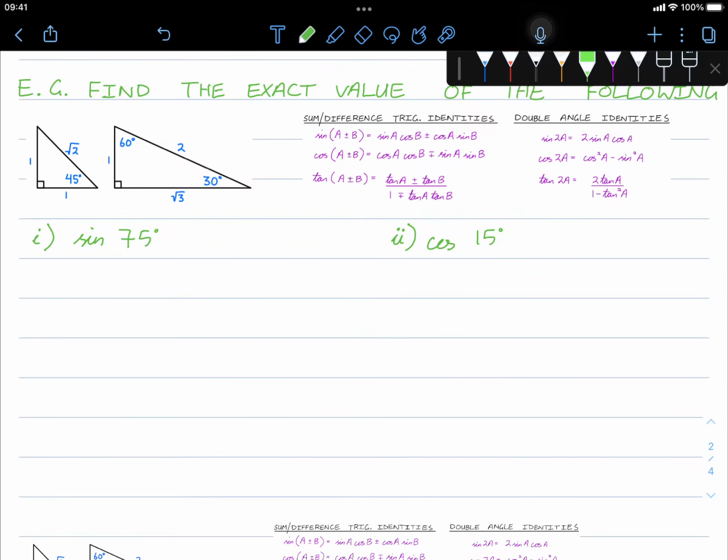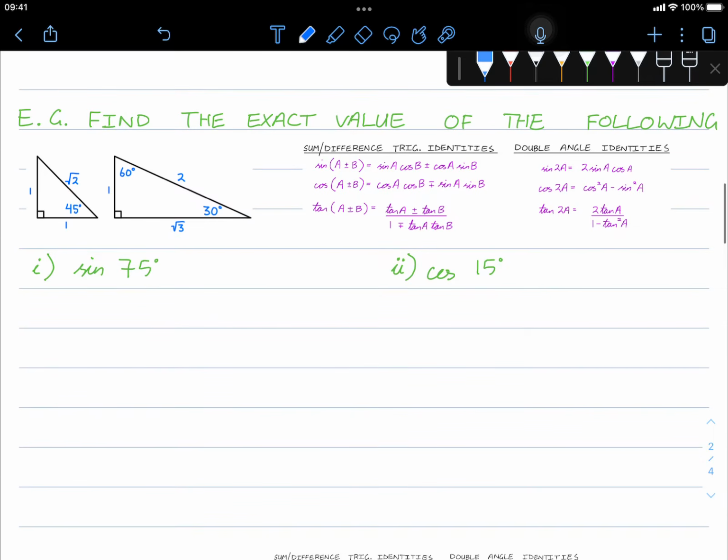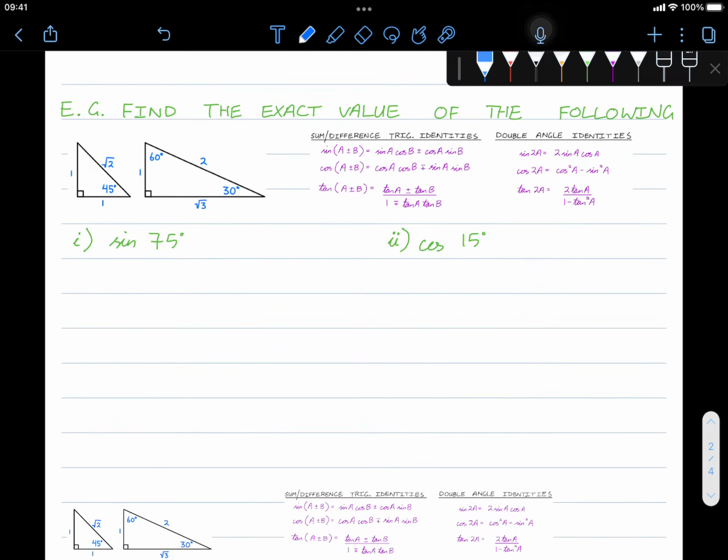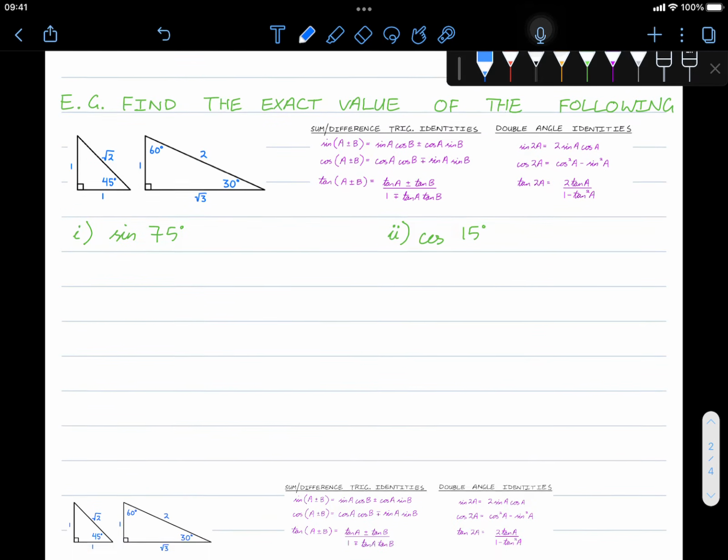Hello class, this is another set of examples of where you can use the sum or difference trig identities to solve for exact trig ratios. So let's get straight to it. At any point of the video you can pause it and give it a go yourself. So here we go. Let's find the exact value of the following.